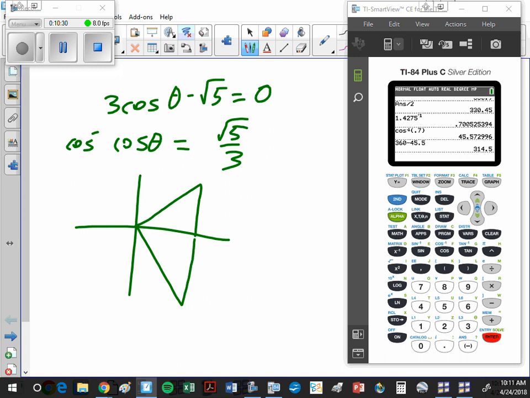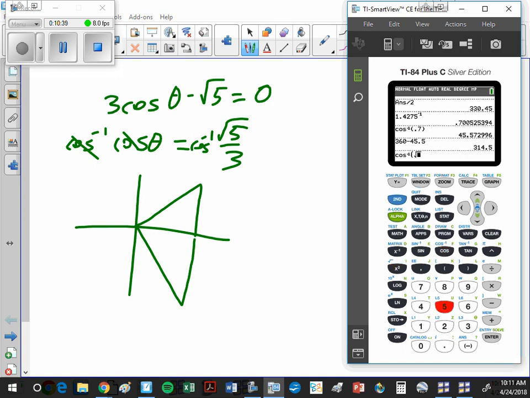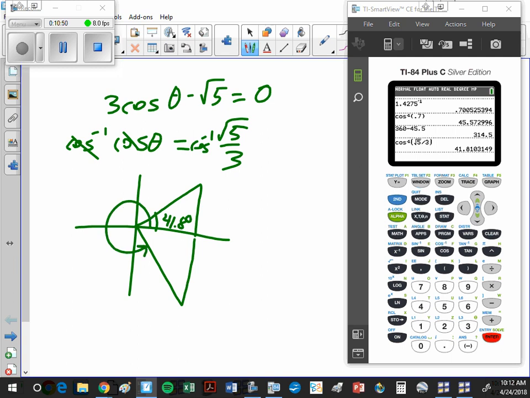So I'm going to do the cosine inverse. And I get theta equals the cosine inverse of root 5 over 3. So this angle is 41.8 degrees. What is this angle? So it is negative 41.8, but that does not work. So 360 minus the answer, or 318, and both of those are equal to theta. So in that case, we're done.